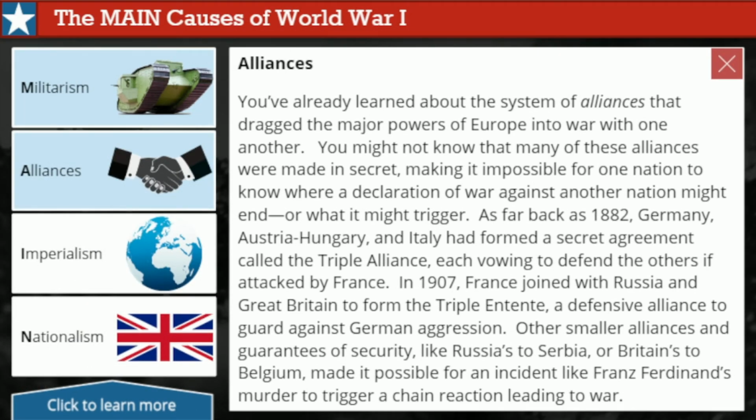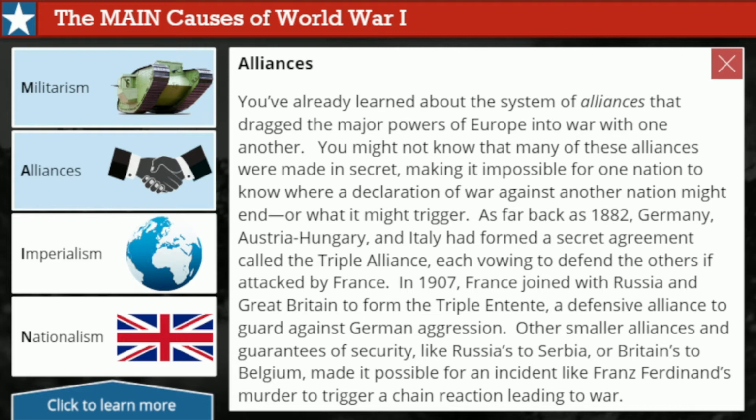Alliances. You've already learned about the system of alliances that dragged the major powers of Europe into war with one another. You might not know that many of these alliances were made in secret, making it impossible for one nation to know where a declaration of war against another nation might end or what it might trigger. As far back as 1882, Germany, Austria-Hungary, and Italy had formed a secret agreement called the Triple Alliance, each vowing to defend the others if attacked by France.